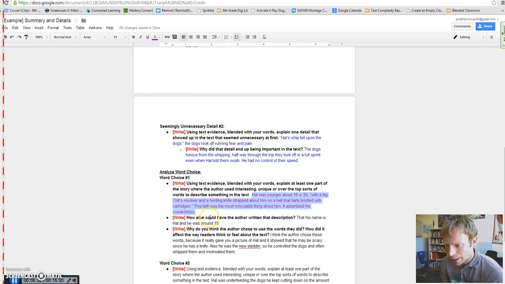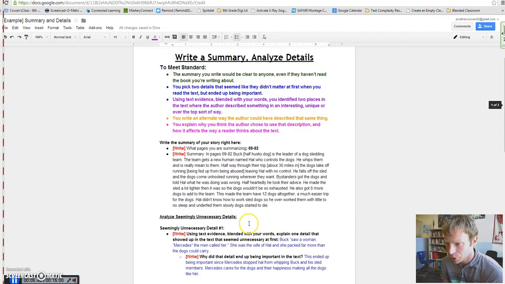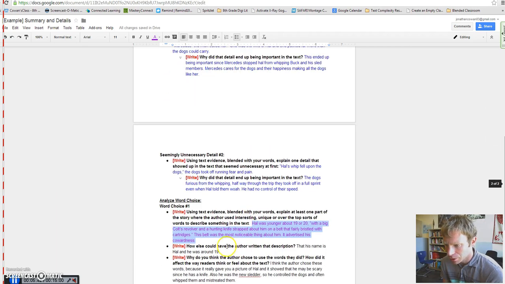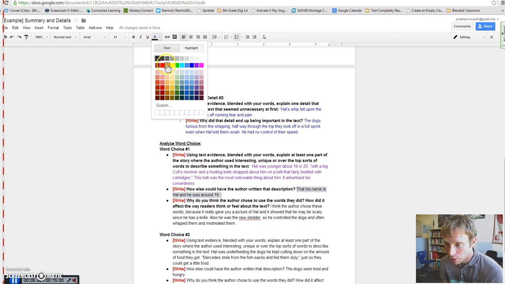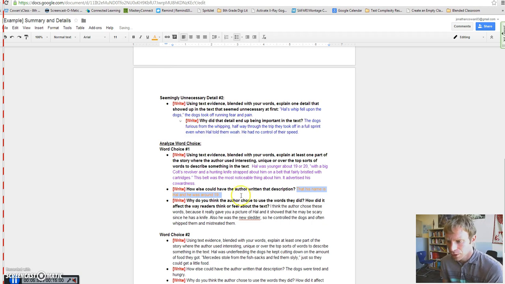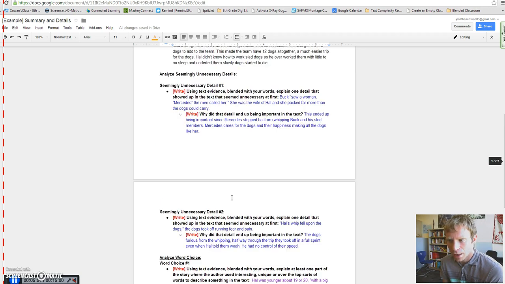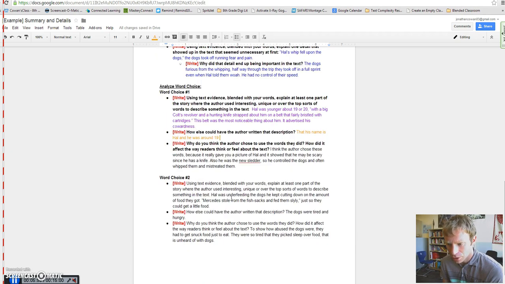And here's what I mean by interesting description. When they answer the question, how else could the author have written that description? They could have just said, his name is Hal, he's 19. They could have done that. That would have communicated kind of the same idea. But the author chose to include that extra, unique description. So then the question becomes, why? Why would they choose that unique description? How does it affect the way the reader understands the text?